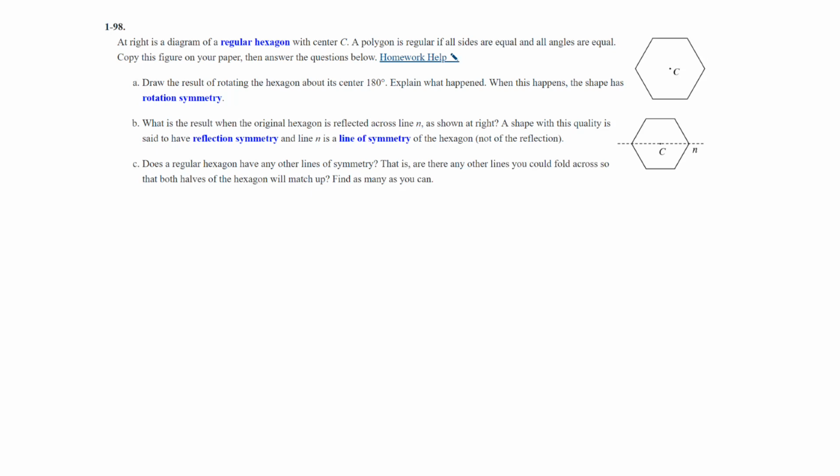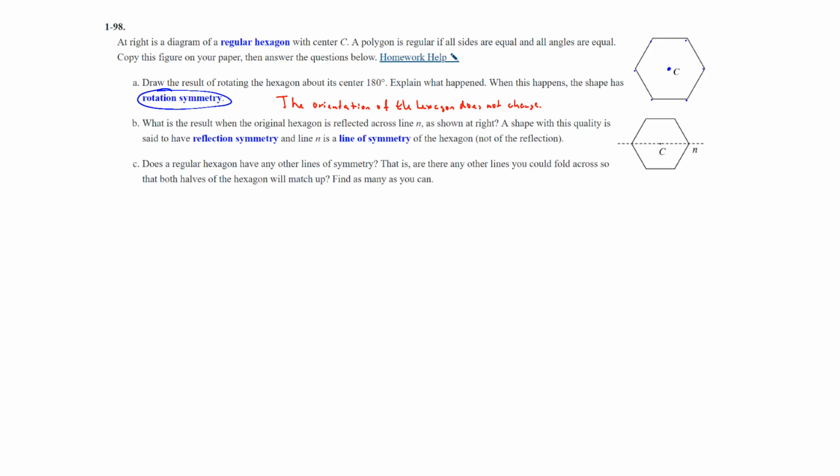Part A, draw the result of rotating the hexagon about its center 180 degrees. Explain what happens. So if we take this and we rotate it 180 degrees, these points are just going to change location to the other side, but then really nothing happens. The orientation of the hexagon does not change. So when this happens, this is what we call rotational symmetry. So when you rotate it and you end up back on the same figure.